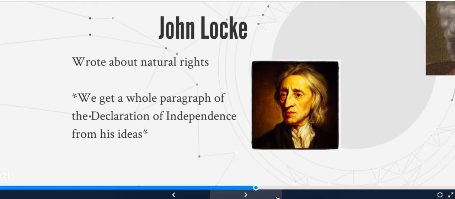Life, liberty, property. Thomas Jefferson steals essentially an entire paragraph of John Locke's work and makes it into the Declaration of Independence, or part of it. He writes about natural rights, and his 3 natural rights that he discusses are life, liberty, and property. You put a lock on your property.